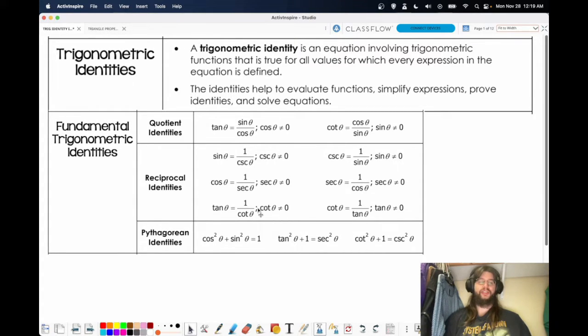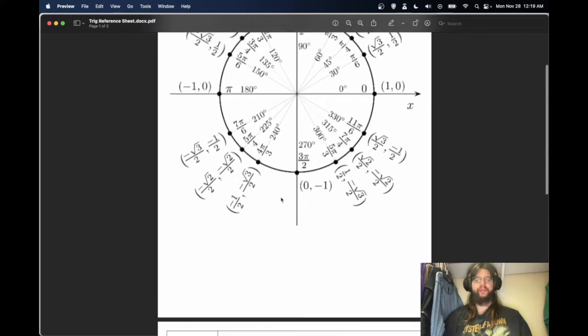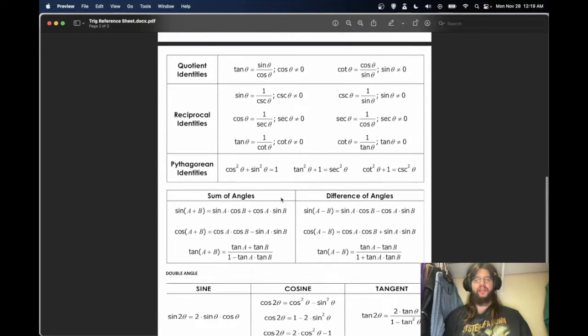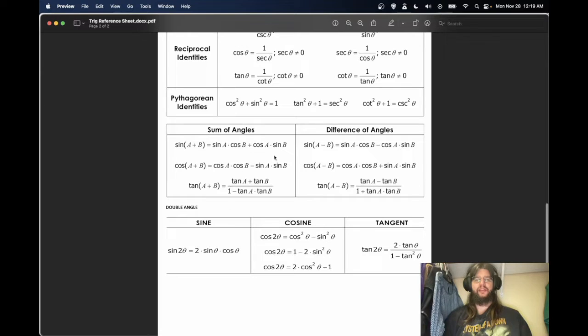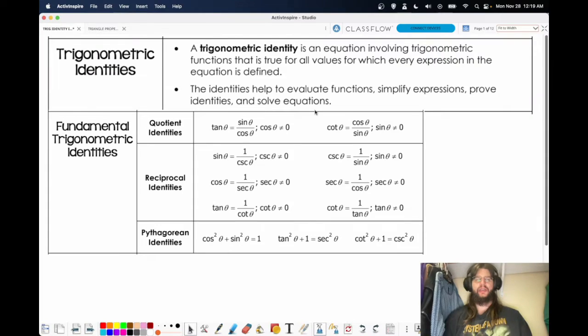For this class, I'll let you use a reference sheet. In fact, this is it right here. On the front will be the unit circle, which I'll show you how to use in a little bit. And on the back will be your identities. We're going to get to these identities later. Right now, we're focusing on these guys.